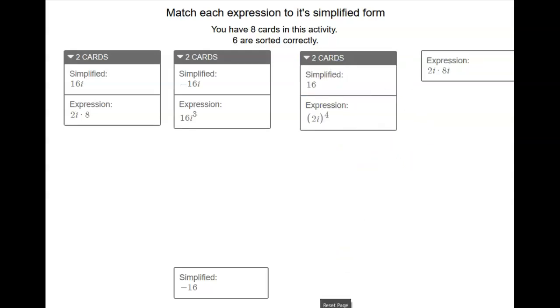And the last one obviously has to be negative 16, but let's look at why. So when we take 2i times 8i, that would be 16i squared, and i squared is the same thing as negative 1, so 16 times negative 1 would be negative 16.